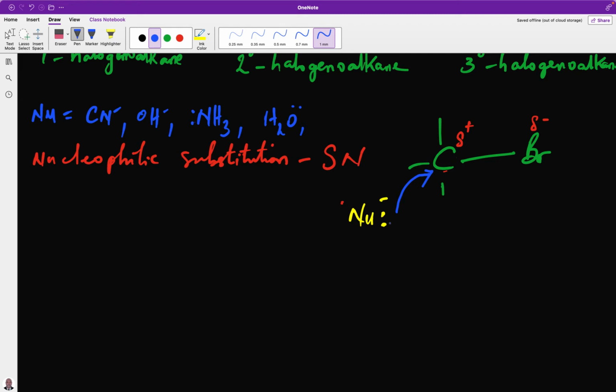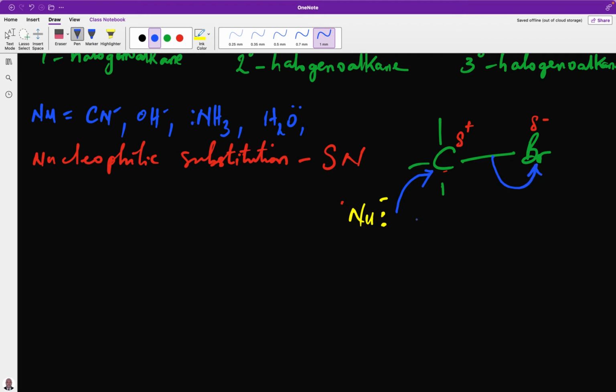What happens as the nucleophile is approaching the carbon atom carrying the partial positive charge? Remember the carbon-bromine bond. There is a pair of electrons here. As the nucleophile approaches this carbon atom, the electrons in this bond are repelled towards bromine. And when they are repelled towards bromine, it results in a heterolytic fission with bromine taking all the electrons.